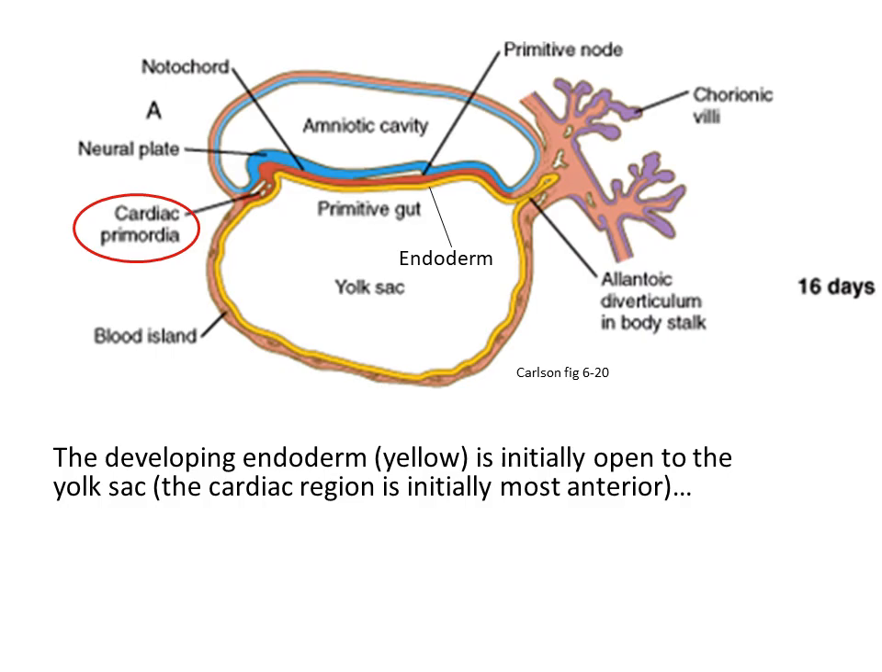Developing endoderm is initially open to the yolk sac. The cardiac region initially moves anteriorly. As you can see here, the notochord, the cardiac primordia, and primitive chorionic villi, and allantoic diverticulum in the body stalk, and you can see the endoderm and the yolk sac. This huge one is a blood island.